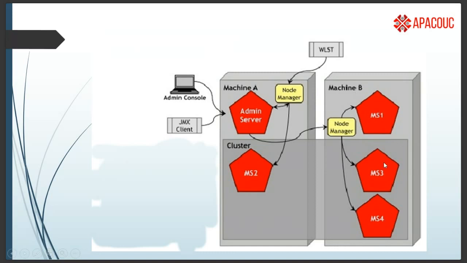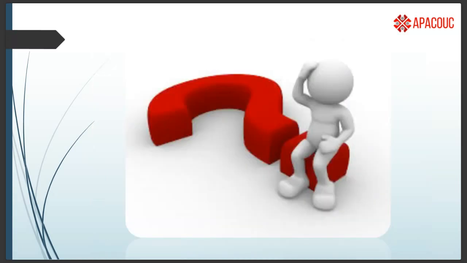Okay, the managed servers here, three, four, and two, are running as a cluster, and the node manager is running on machine A and machine B. Okay, which means that I can control all of these machines using the admin server console itself. Any question? You can type your question in chat.